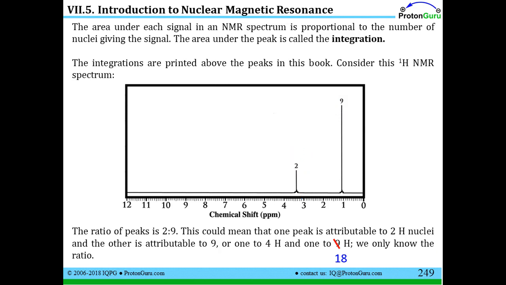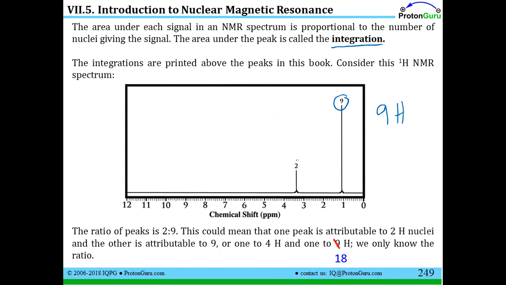The other thing I want to point out are these numbers printed above the peaks. Now, these numbers aren't telling you the chemical shift, right? This says 9, and the chemical shift is 1. So what are these numbers trying to tell us? Well, these numbers are the integration, or the area under the peak. And the ratio of these integrations can be used to show us the ratio of protons giving us each signal. For example, this signal could be attributable to 9 H's that all exist in one chemically and magnetically equivalent group.